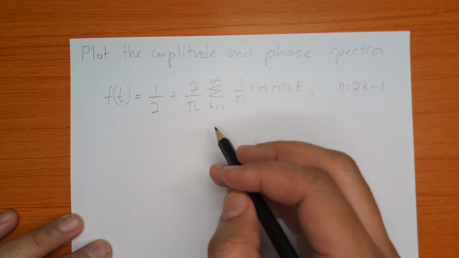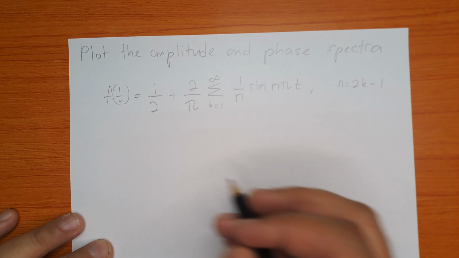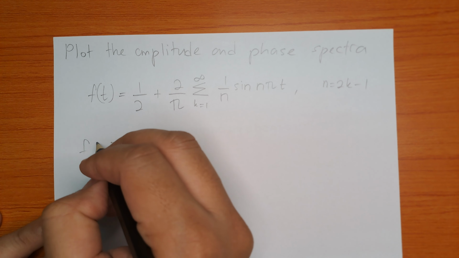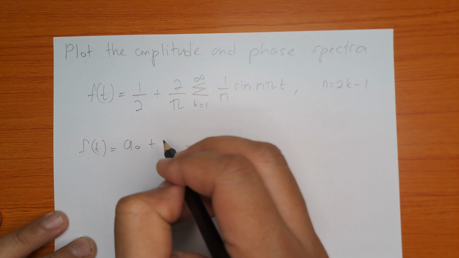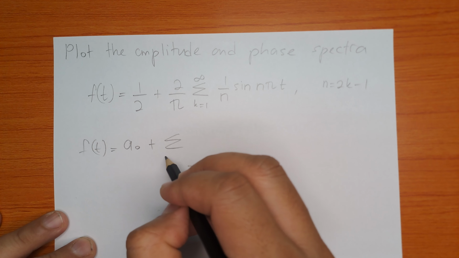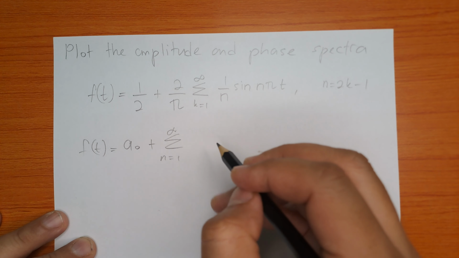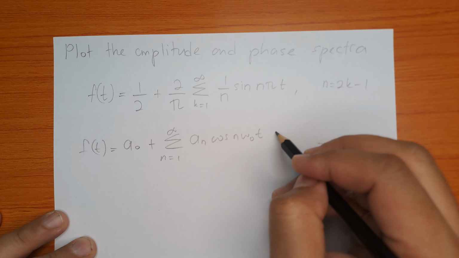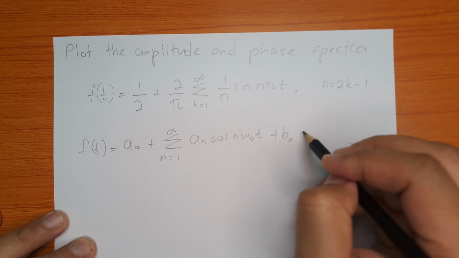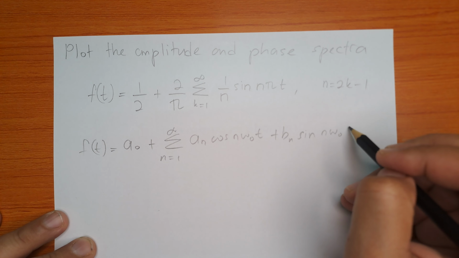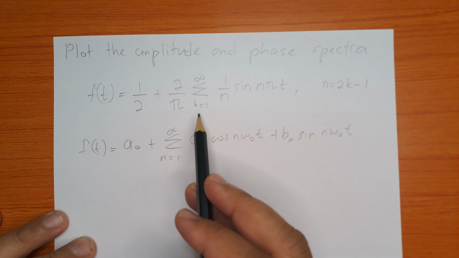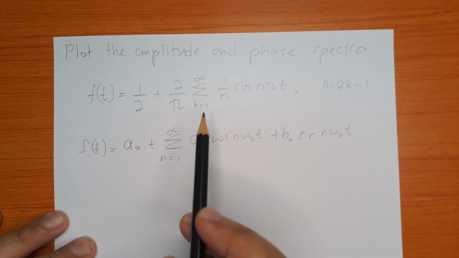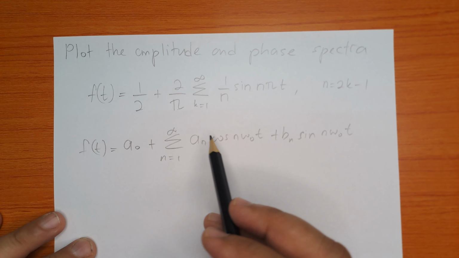what is a naught, an, and bn, because we know that the general equation of Fourier series is f(t) equals a naught plus summation of an cos n omega naught t plus bn sin n omega naught t. So here, where is an, a naught, and bn in this equation? That is very important for us to determine.